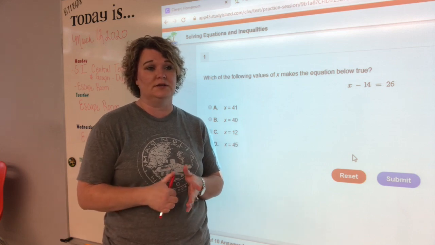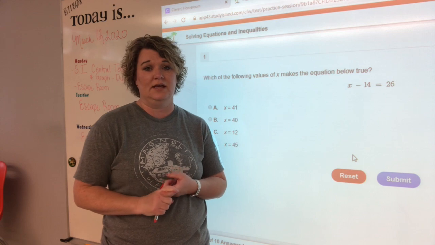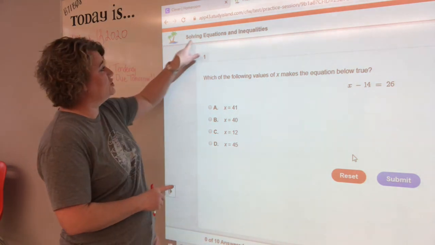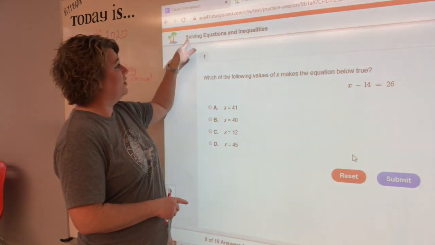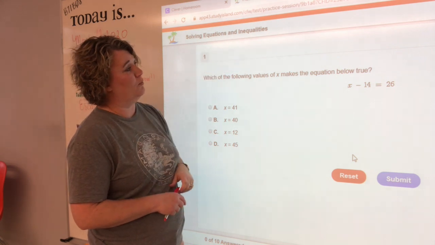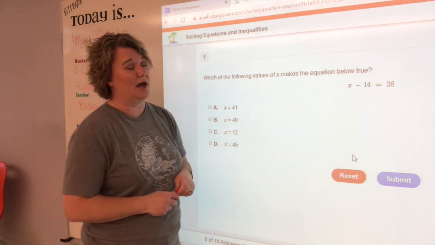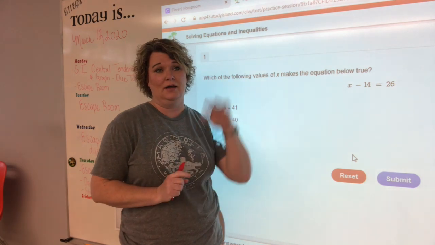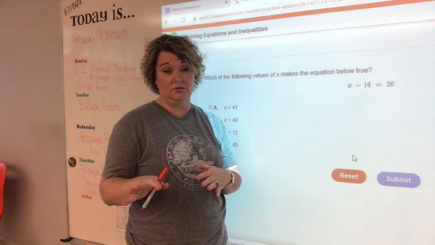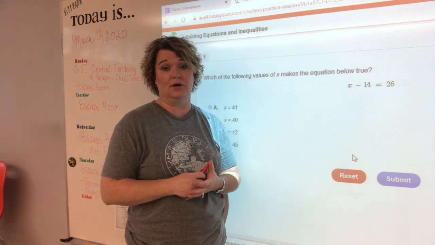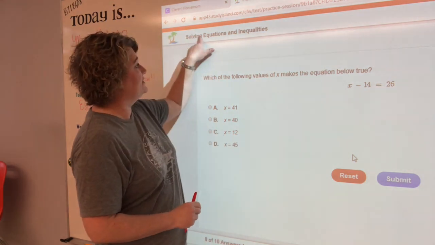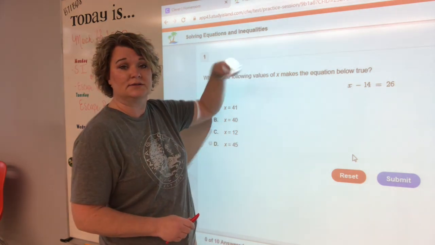So I think the first lesson that I want us to do on Study Island is solving equations and inequalities, and you should be able to see that right there. Solving equations and inequalities. I'll be sure and go back and figure out what letter that is on Study Island, except remember my teacher page is a little bit different than your home page, and so my number and letter might not be the same as yours, so make sure you're on solving equations and inequalities.